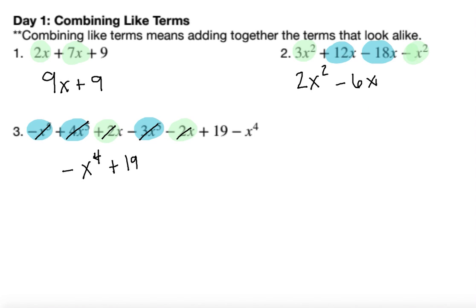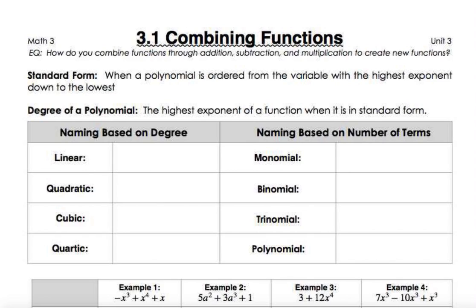All right, now move on to your notes for Section 3.1. So in Section 3.1, we're going to be looking at combining functions. And so your essential question says, how do you combine functions through addition, subtraction, and multiplication to create new functions? So today, when we're talking about polynomials, keep in mind that you want to keep these in standard form. And so that's when your polynomial is ordered from the variable with the highest exponent down to the lowest.